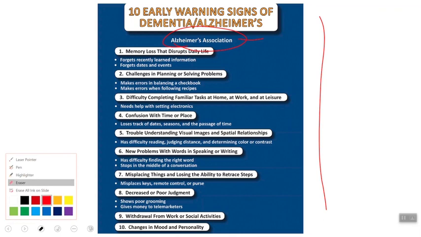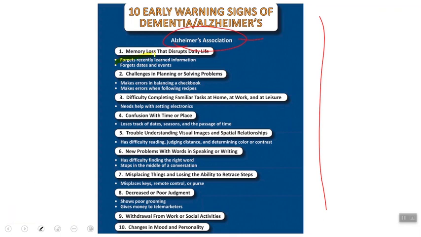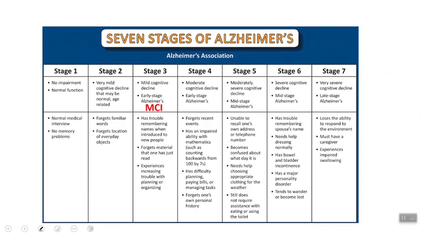So if you're experiencing these things here, right: forgetting recent events, dates, challenges planning, difficulty completing tasks at home, confusion with time, place, trouble understanding visual images or spatial images, new problems with words, you can't learn new words, or you have a hard time writing, misplacing things, decreased judgment, withdrawal from social aspects. These are all early signs of dementia, which is basically neurodegeneration.